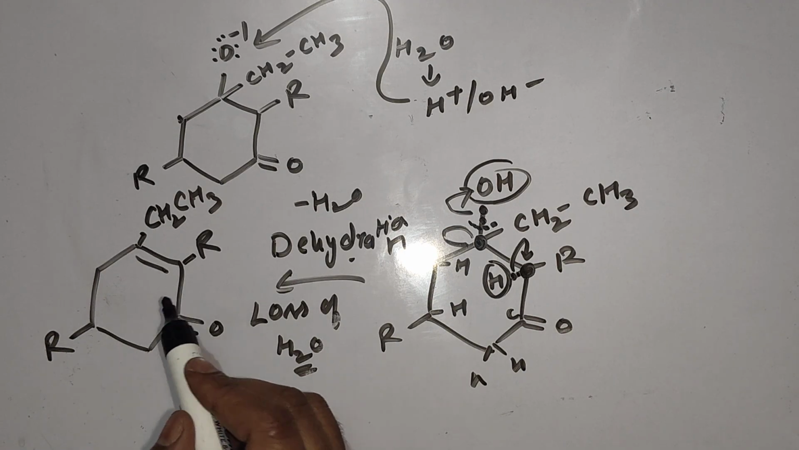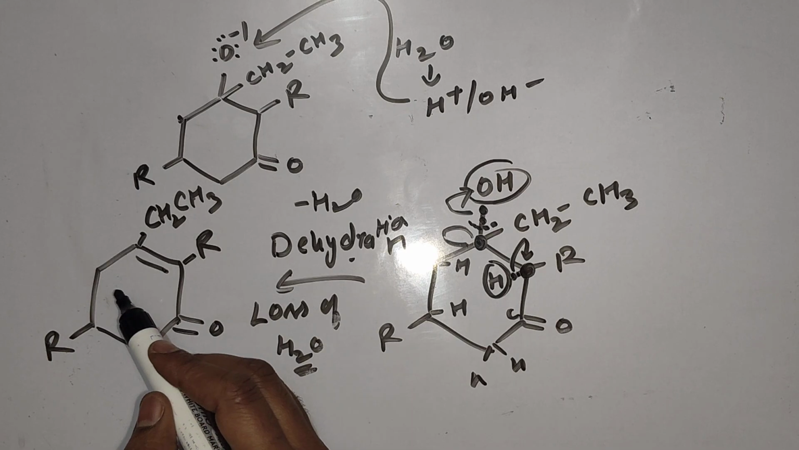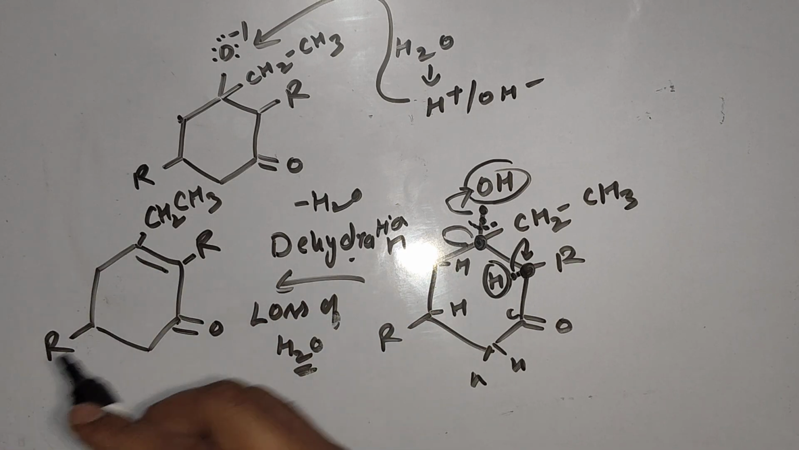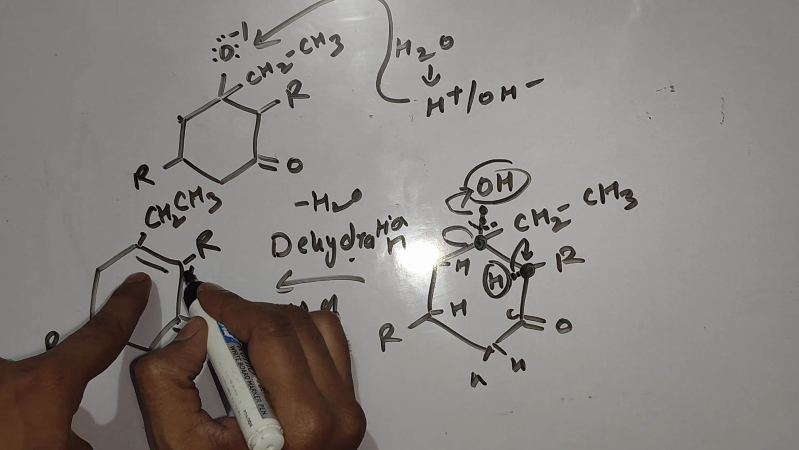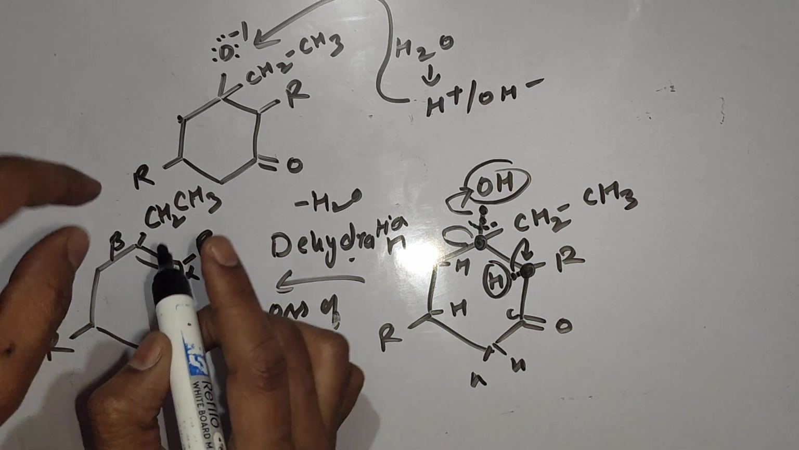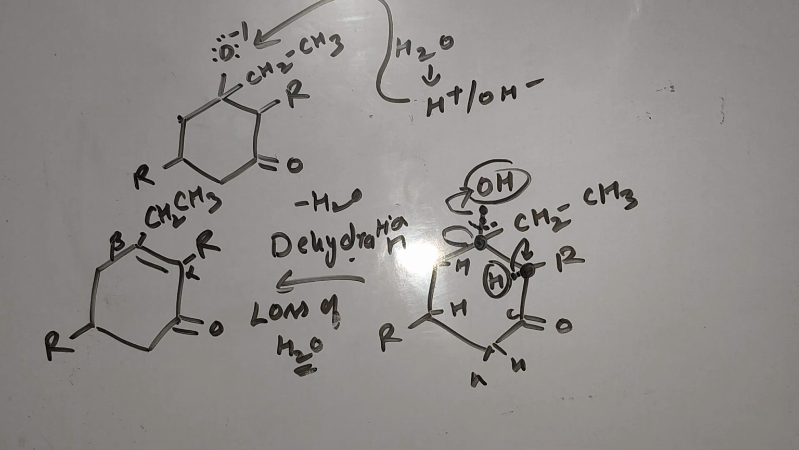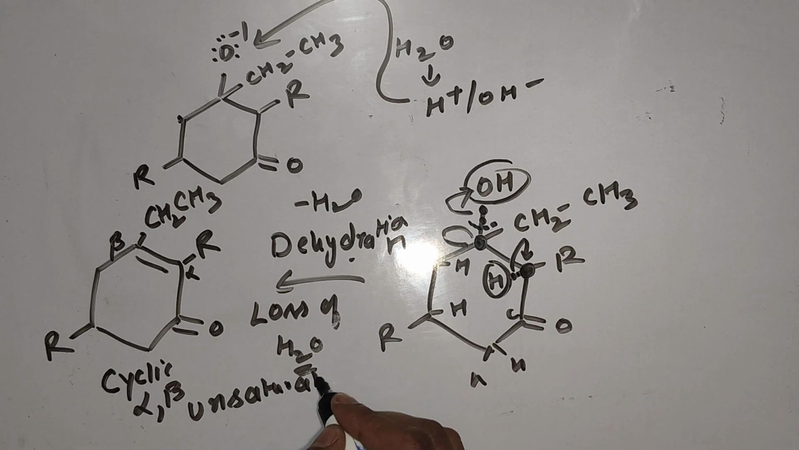Now you can check. It's a 6-membered cyclic alpha beta unsaturated ketone, because this functional group is a ketone, this is the alpha carbon, and this is the beta carbon. Between alpha and beta there is a double bond, means unsaturation is there. So that's why we can call it a cyclic alpha beta unsaturated ketone.